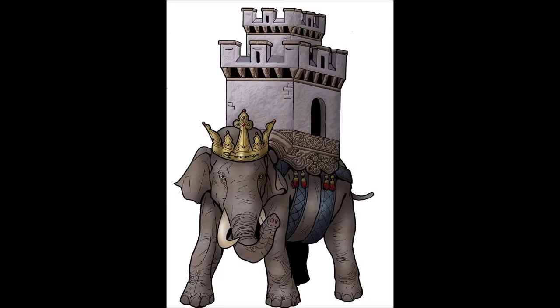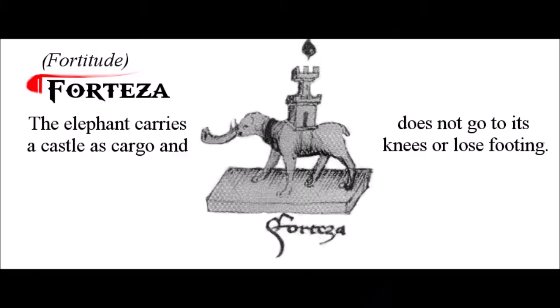From the Lynx, I want to go down the illustration and look at the elephant. The elephant is under the master's feet. The word that goes with the elephant is fortezza in the Italian. In the Latin, Pisani Dossi, it's fortitudo. So we have fortezza or fortitudo, which means strength. And the words that go with it are: the elephant carries a castle as cargo and does not go to its knees or lose footing.